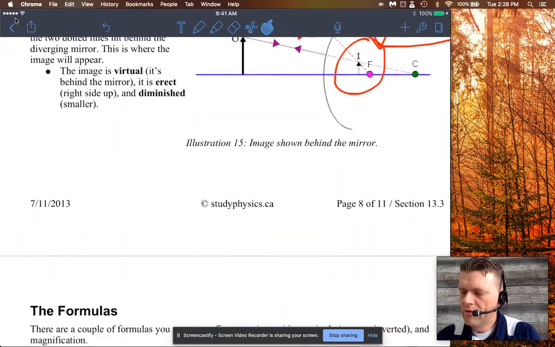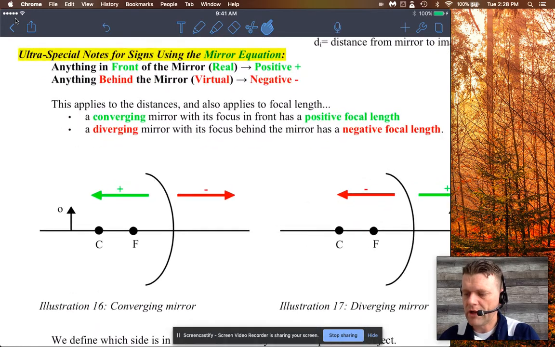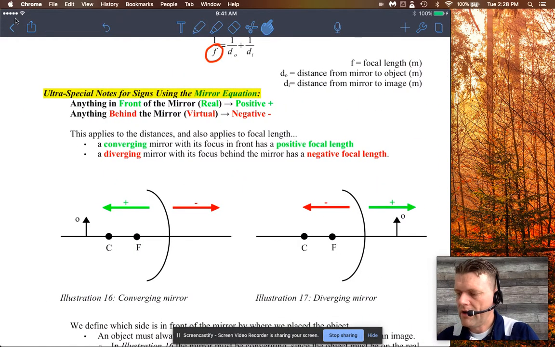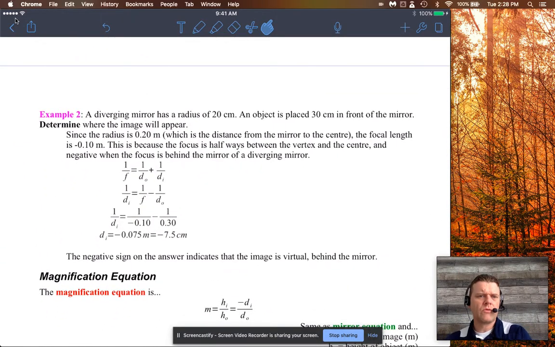That's important to note in this latter part here, and he kind of shows it again really nicely. Anything in front of the mirror is positive, behind the mirror is negative. And I guess on the right here, he does have a diverging mirror. He's flipped it. Okay, so you can read through these examples. I won't go through the math here because I think you guys can follow it easy enough.